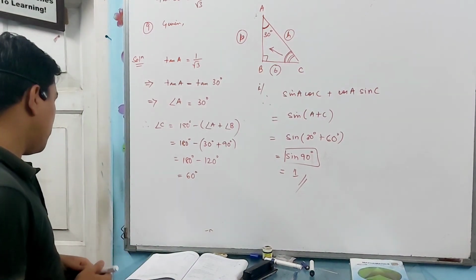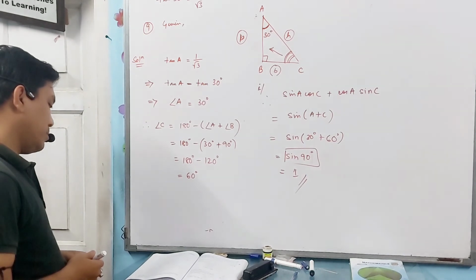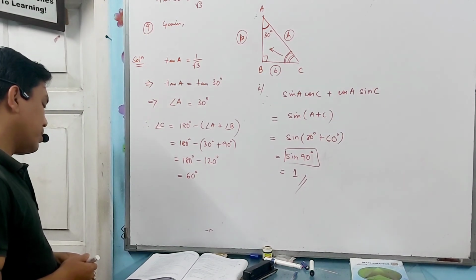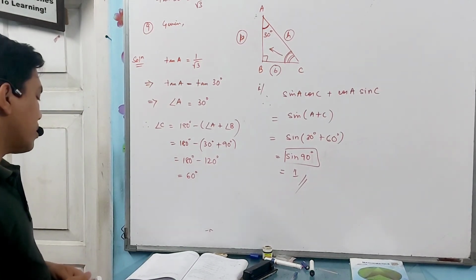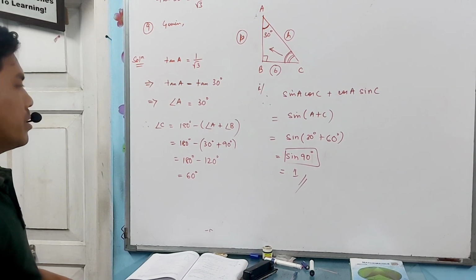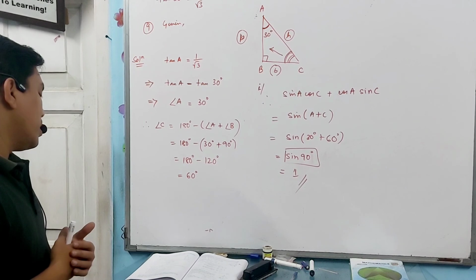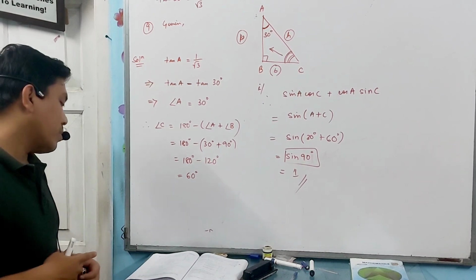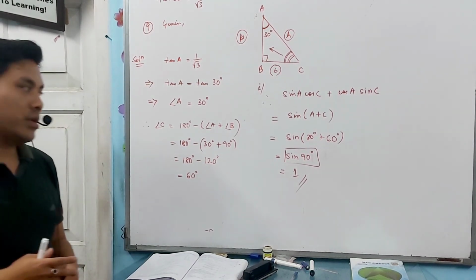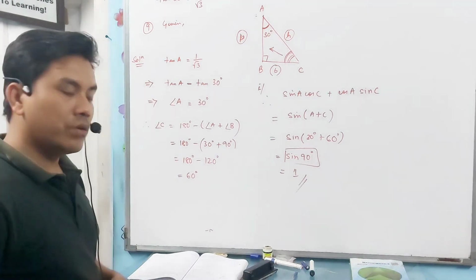Now the next question: cos A cos C minus sin A sin C. You do it by yourself. It is same as the previous one, because we already know this. Cos A we can easily find out, cos C also we can easily find out. So you do this by yourself.